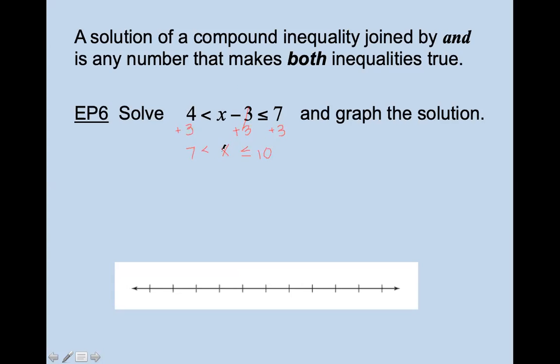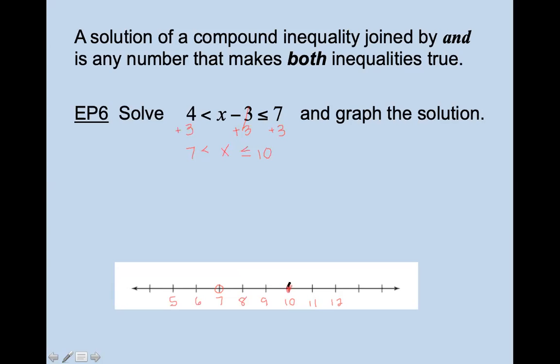So this says my solution is any number that is less than or equal to 10, and it has to be greater than 7. So all the numbers in between 7 and 10, including 10, because it has the equal sign. So I'm going to put those numbers on my number line. There's 7, 8, 9, 10, and I'm going to go a little bit past in each direction. I follow the same rules as before. Because this is just greater than, I put an open circle at 7. For 10, I'm going to have a closed circle.